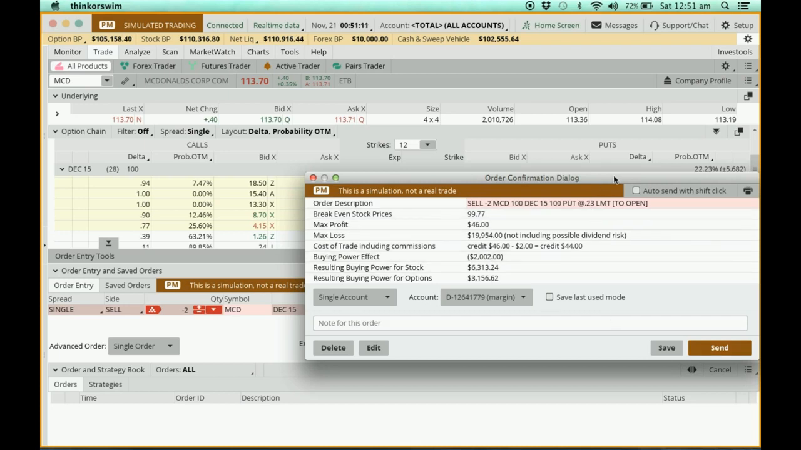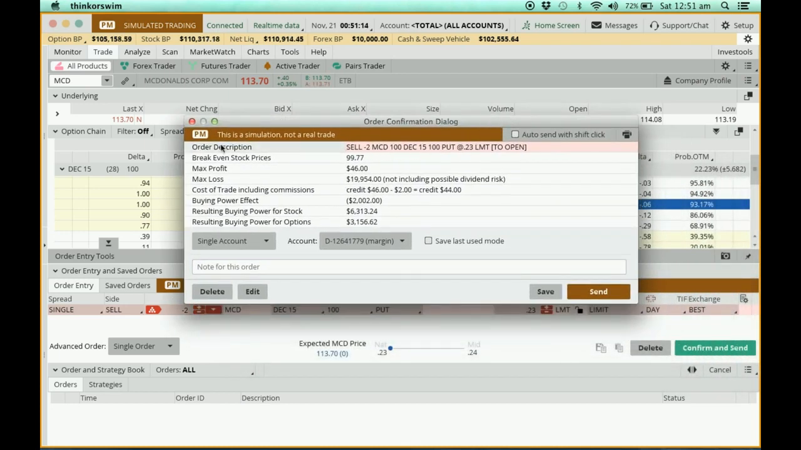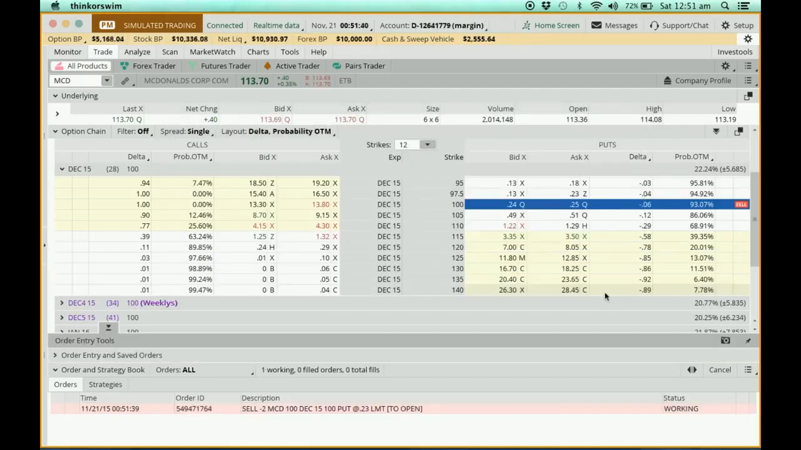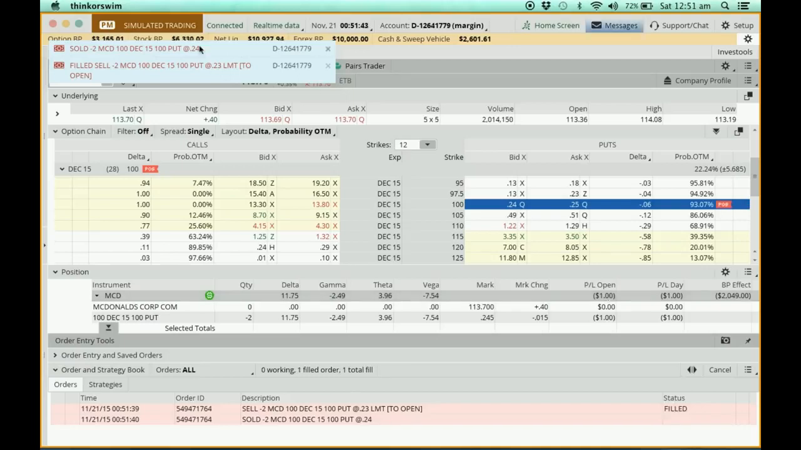Before we send, let's look at my description. I'm going to sell two McDonald's 100 puts with a strike price of 100 at the limit price of 23 cents. All right, so far so good. Over here, this one just says this is my commissions. All right, so let me just send. Can you see that? Can you hear the sound?